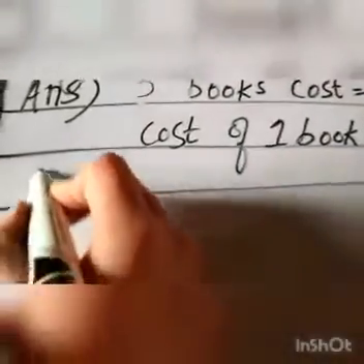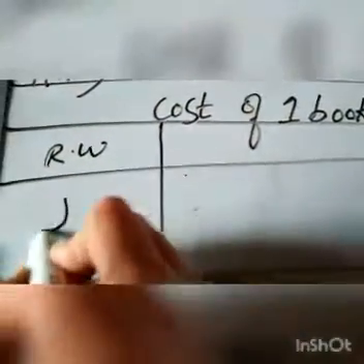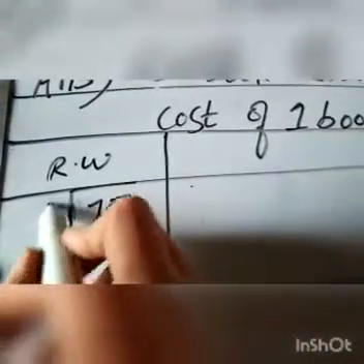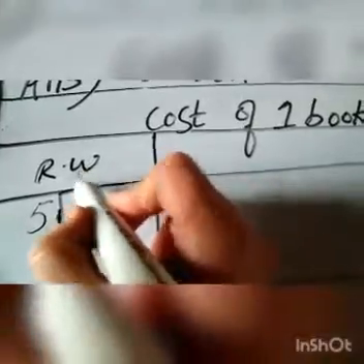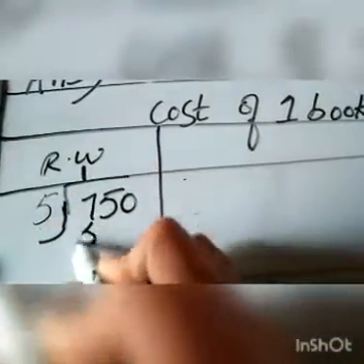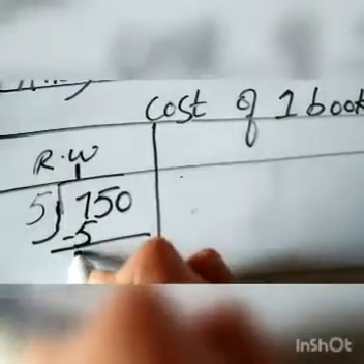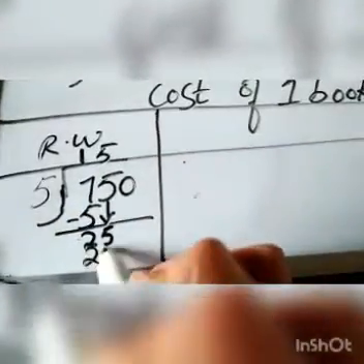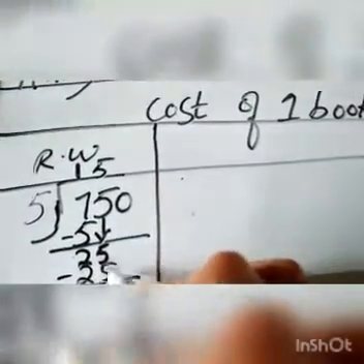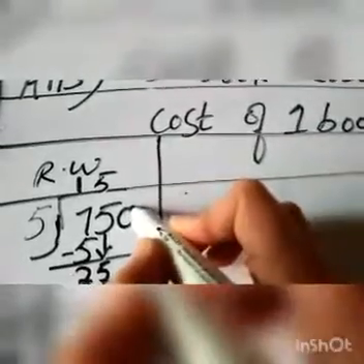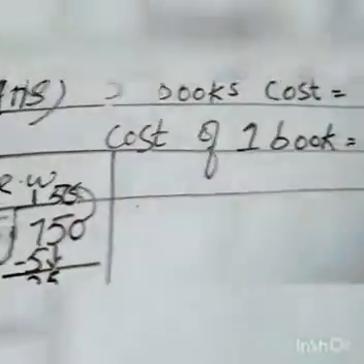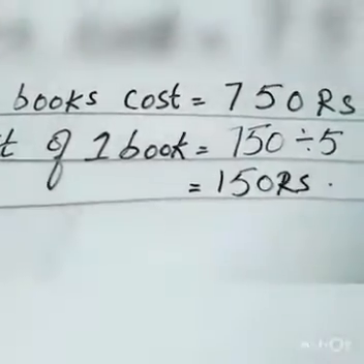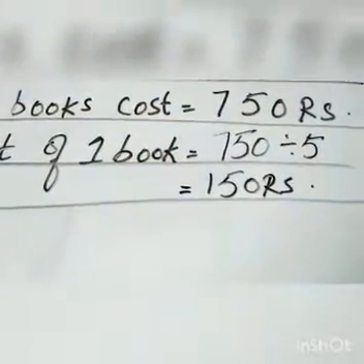You can see the division in our rough work. 750 is our dividend and 5 is our divisor. 5 1 times is equal to 5. Now subtract 5 from 7, that is equal to 2. Bring down 5 to make 25. 5 5 times is equal to 25. Now subtract 25 from 25, that is equal to 0, and this 0 goes up to the quotient. So the answer is 150 rupees. Okay, the cost of one book is equal to 150 rupees.